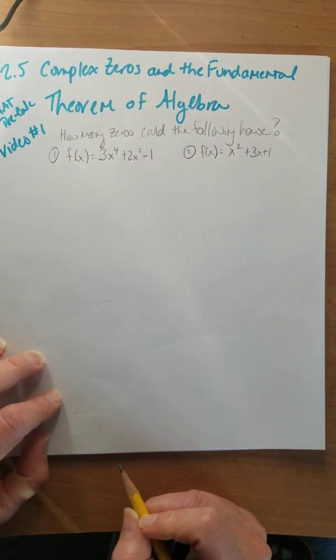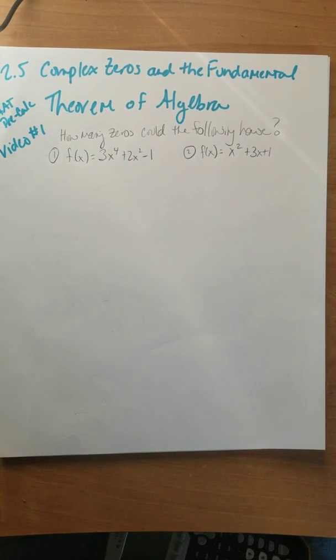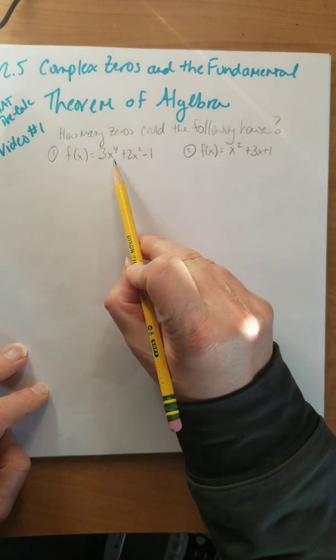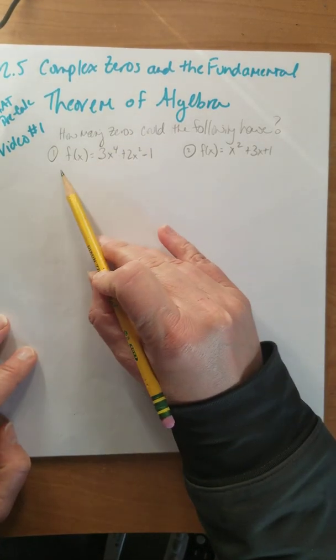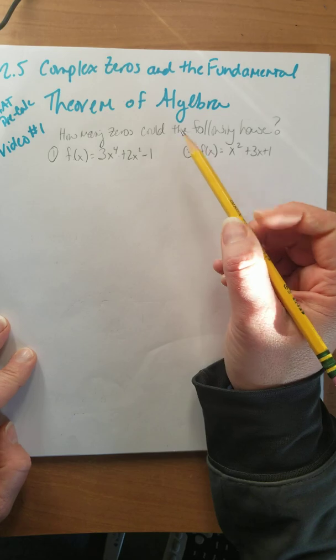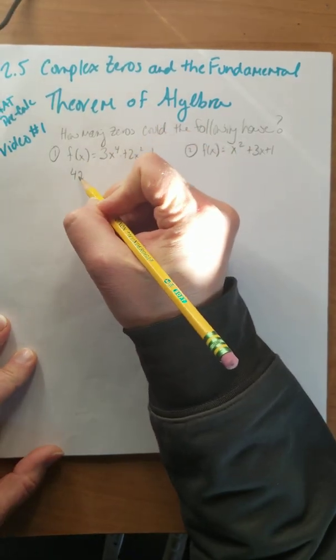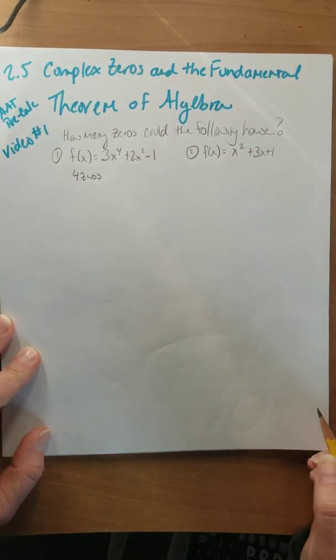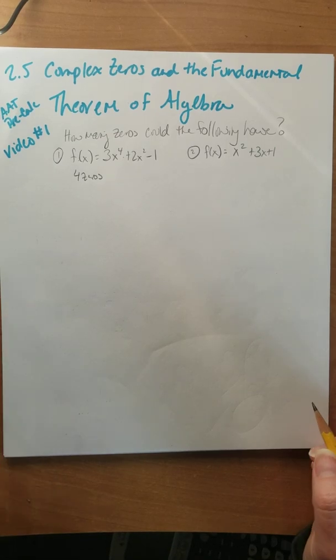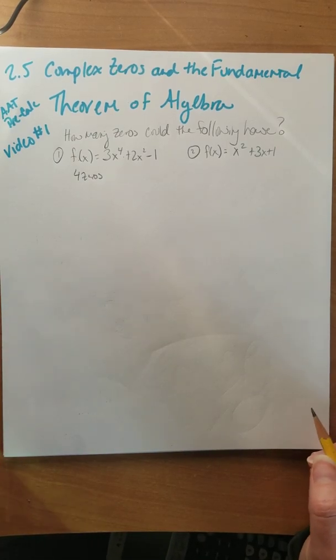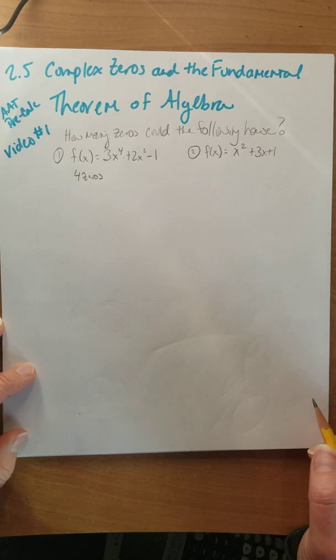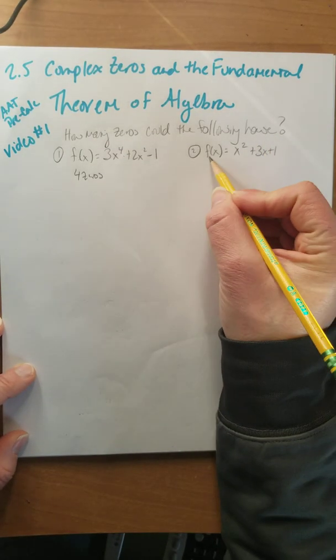All right, so zeros are x-intercepts. So how many zeros could they have? Well, in the first one, if I had x to the 4th, that would indicate I could have 4 factors. If I could have 4 factors, there could be 4 zeros. Could there be less than that? Yeah, because we could have a double root where it touches and turns, or we could have imaginaries that don't even exist. All right, and then in number 2, how many could we have?